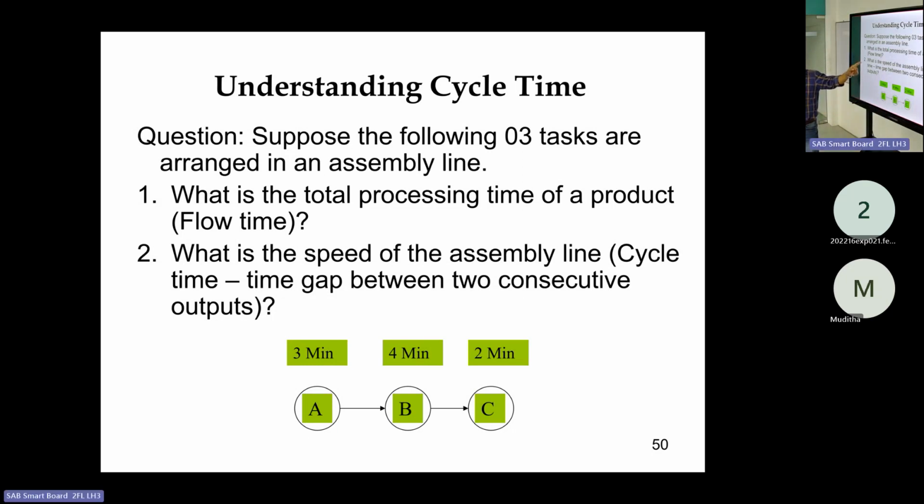Try to answer this question. What is the total processing time of a product? When a new material is introduced to A, how long it would take to complete all three processes and come out from the process? That is called total processing time or flow time of the process. The flow time.